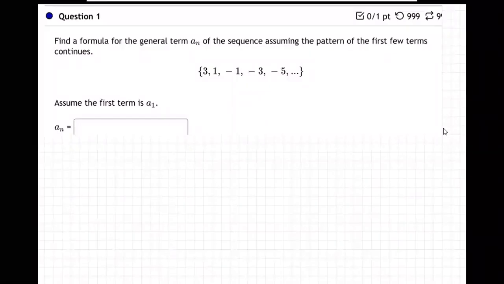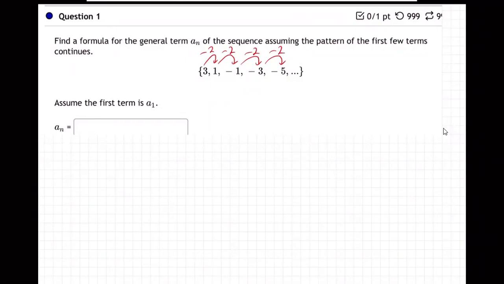Okay, so find a formula for the general term of the sequence, assuming the pattern of the first few terms continues. Okay, so what are we doing here? We're looking at a sequence. Now we're in 9.2, and the title of the section is arithmetic sequences. So we're looking at this and asking, what's the pattern? What's happening from number to number? What's going on? Well, in this case, it's going down by 2 each time.